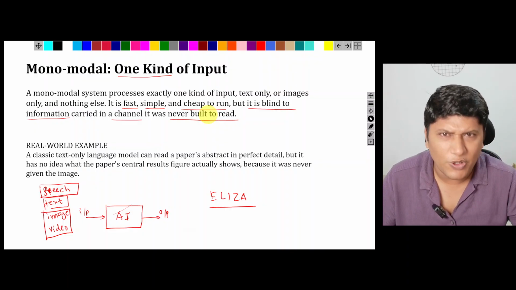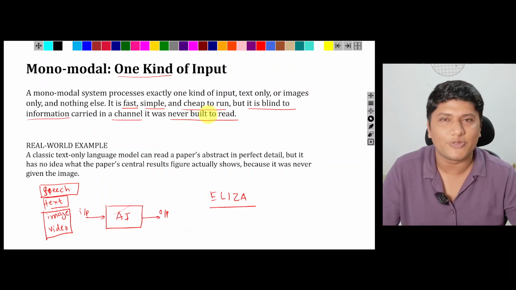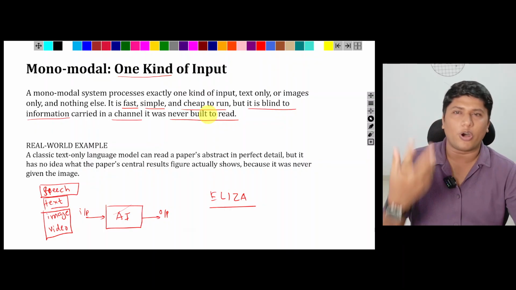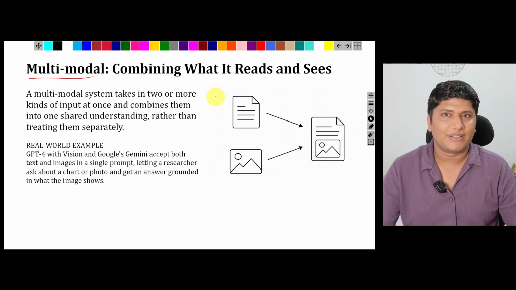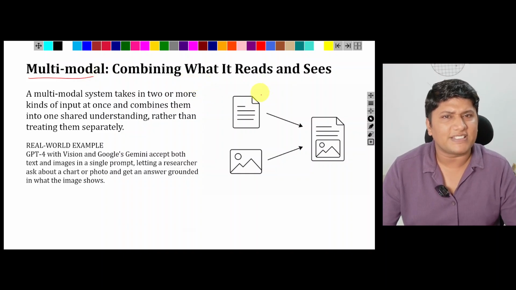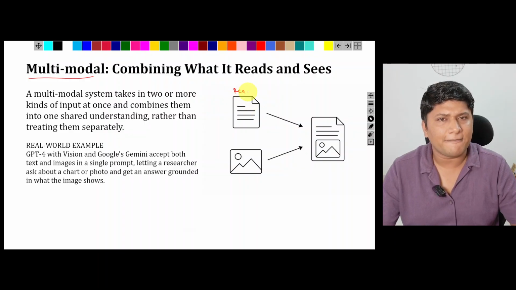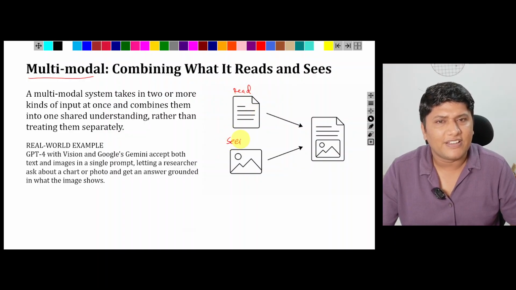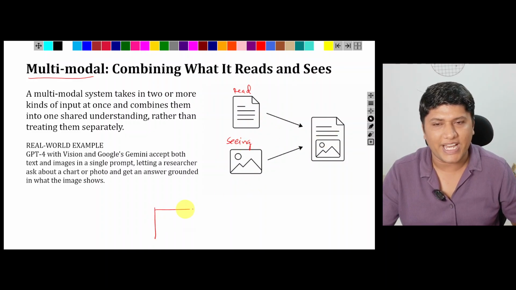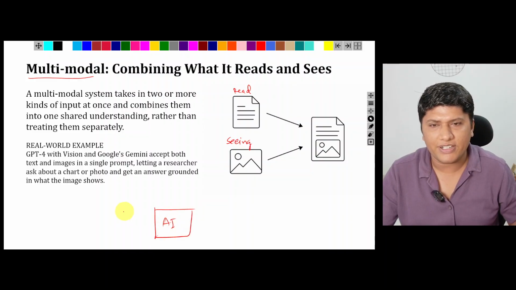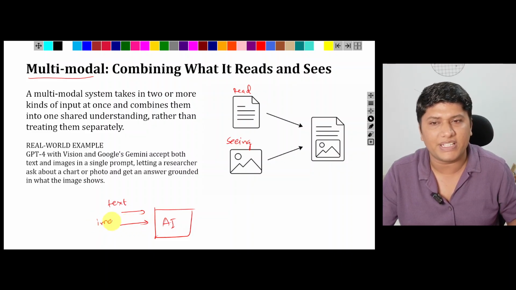But nowadays, almost all the tools that you are using, ChatGPT, Gemini, Claude, every one of them are multimodal AIs. That means in every case, it is combining what it is reading and what it is seeing, and it is able to understand both of them. That's called a multimodal AI. So in that AI, you can feed in a text as an input. At the same time, you can feed in an image as an input.